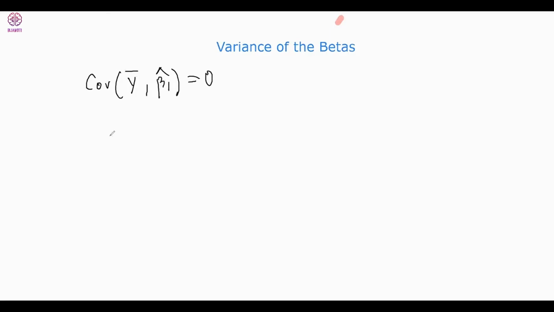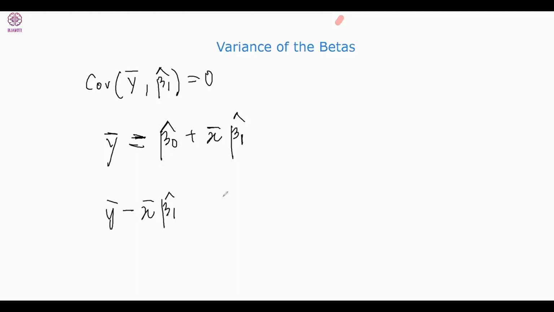Now observe the very important identity over here. What is y bar? Y bar is equal to beta naught hat plus x bar times beta 1 hat. So observe very carefully that we'll do two computations over here. Let's write it in this format: beta naught hat equals y bar minus x bar beta 1 hat. So now let's compute two things.